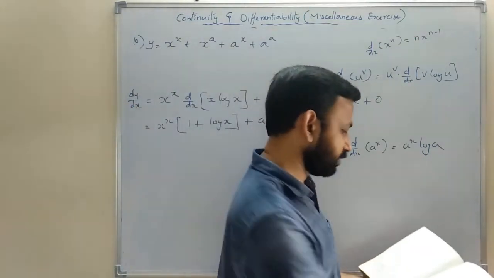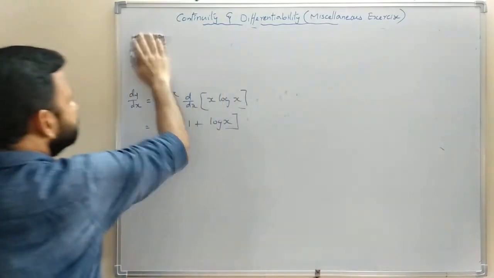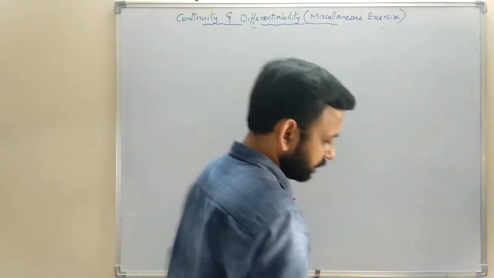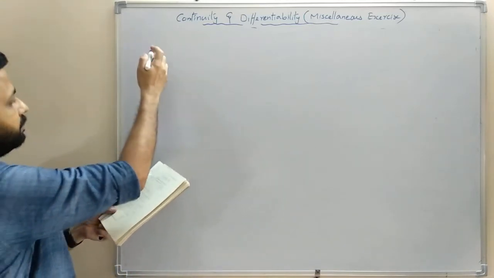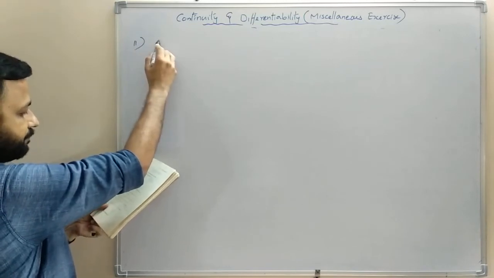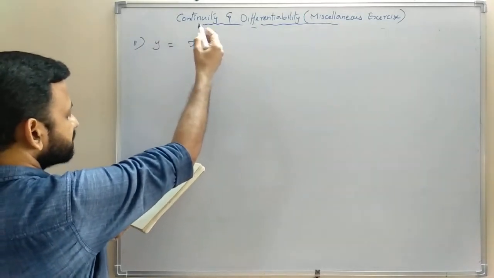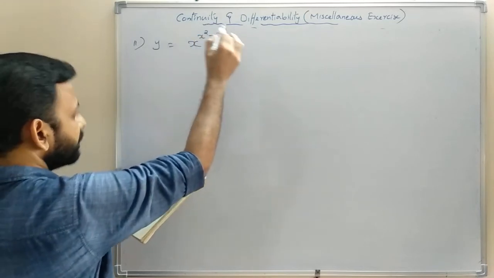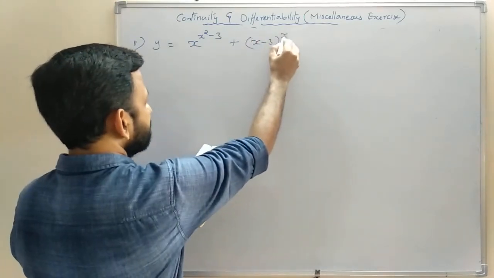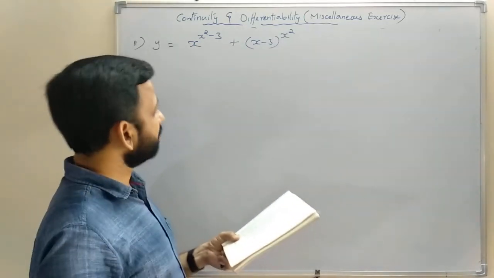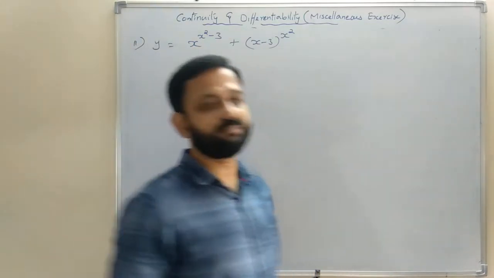Then the 11th question. Question number 11: x raised to the power y is equal to x raised to the power x square minus 3, plus x minus 3 raised to the power x square. So that is the question. We need to find the derivative of this expression.